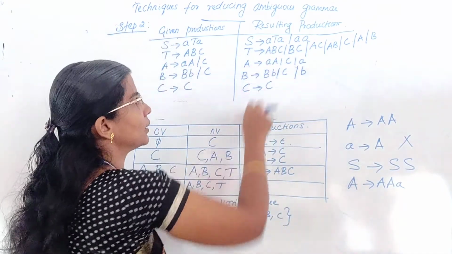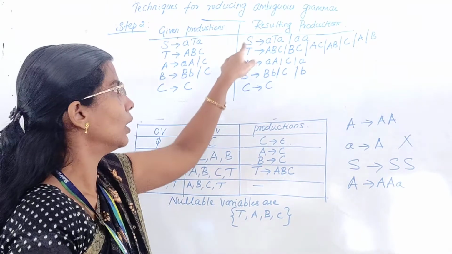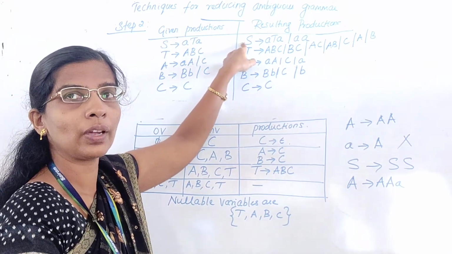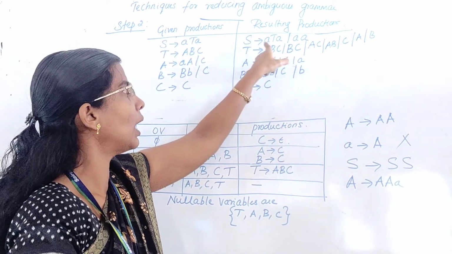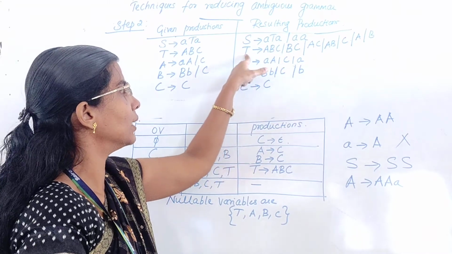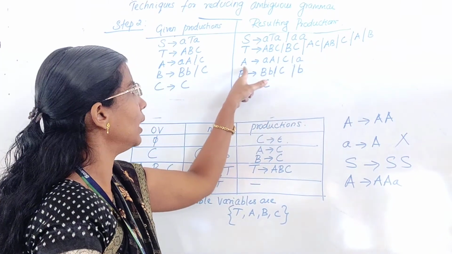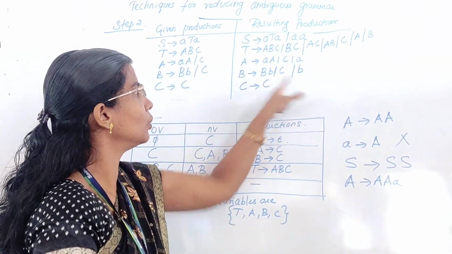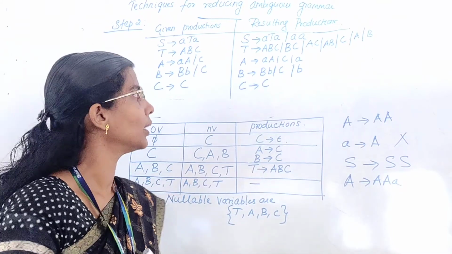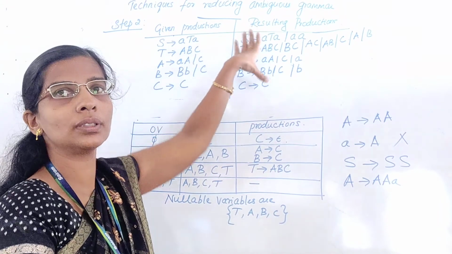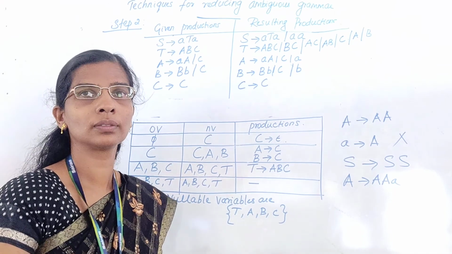Now check all the resulting productions for any symmetric recursive rule. LHS is S. If I have two times S in RHS, I have a symmetric recursive rule. Am I having that? No. Take T here. Am I having any two T's in RHS? No. A? No. B? No. C? No. So there is no symmetric recursive rule either. So this is your final answer. For this final answer, you can write the grammar G is equal to BTP. Yes. Thank you.